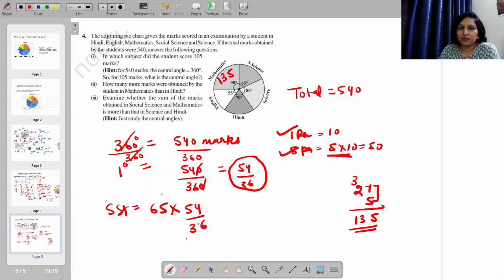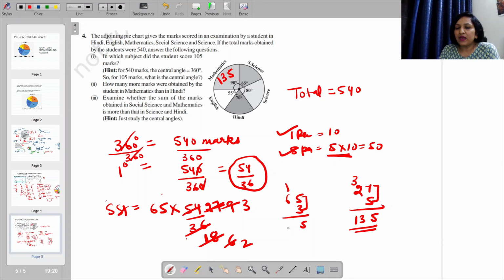Both are even numbers, divisible by 2. 2 2s are 4, 2 7s are 14, 2 1s are 2, 2 8s are 16. 3 5s are 15, 3 6s are 18, 3 9s are 27. Once again, 3 2s are 6, 3 3s are 9. अब हम क्या करेंगे? 65 into 3 divided by 2. Because 65 and 3 both are not divisible by 2. So first 65 into 3. 5 3s are 15, 6 3s are 18 and 1 is 19. Marks are 65 into 3, 195, but we have 2 in the denominator.